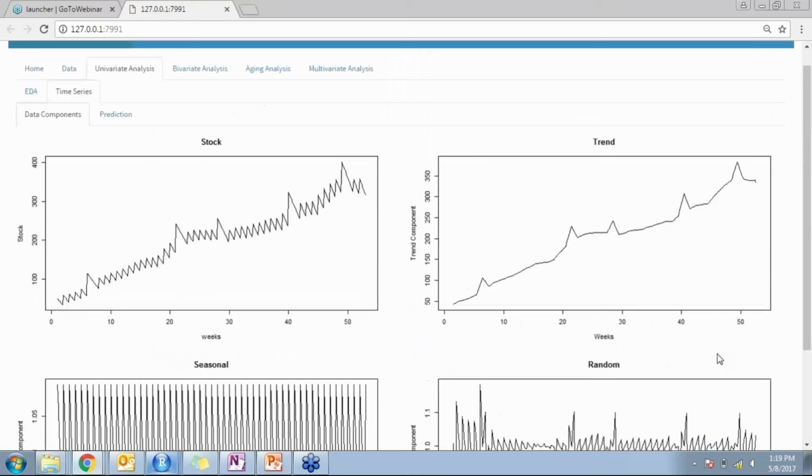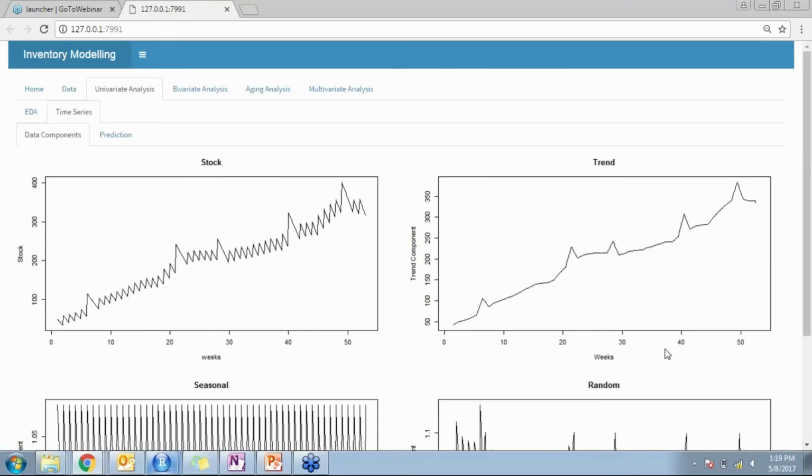However, for the further analysis, we move to smoothing the data and other differencing methods.